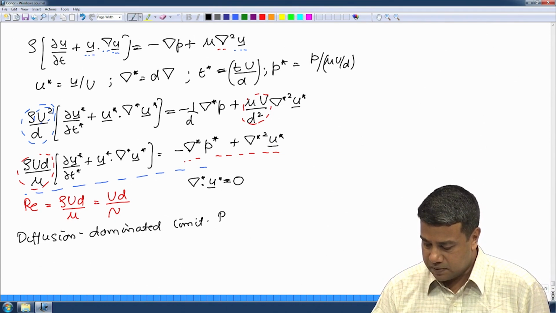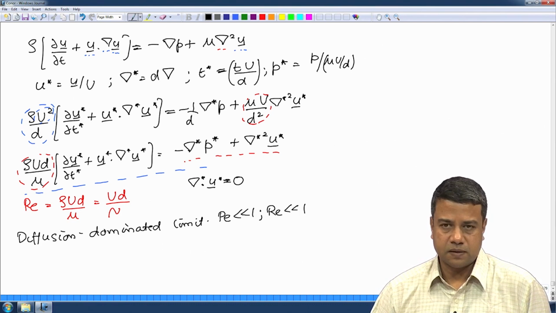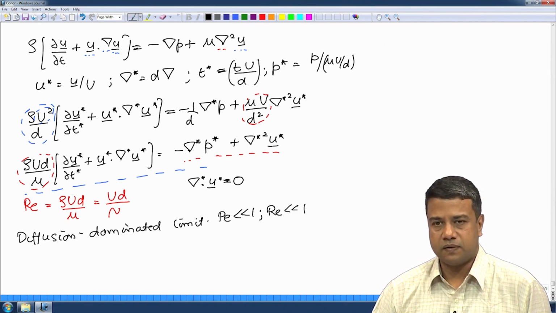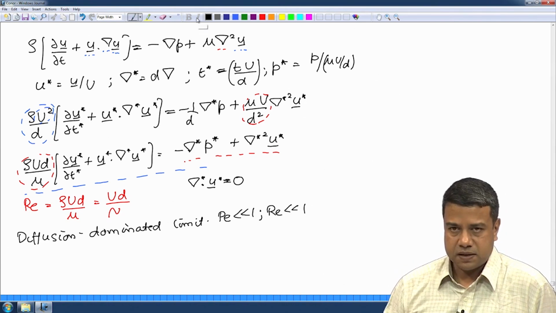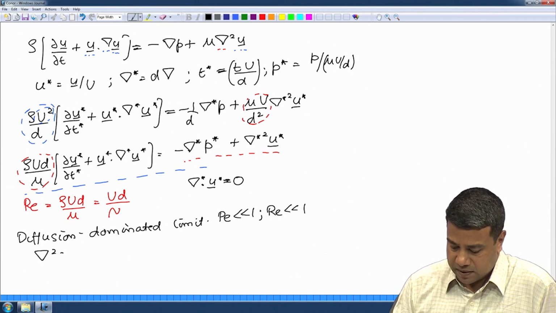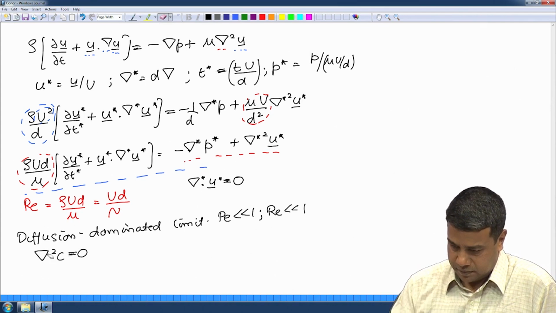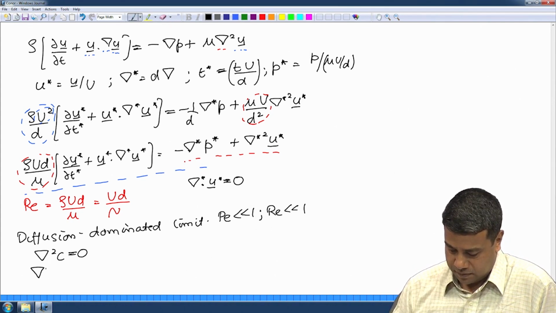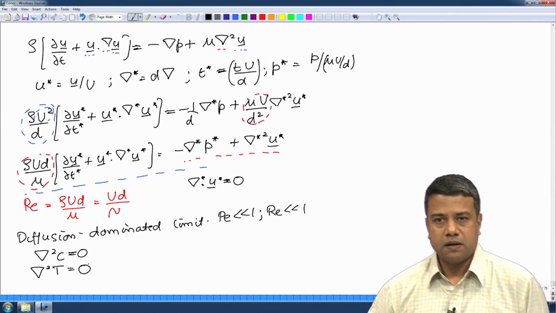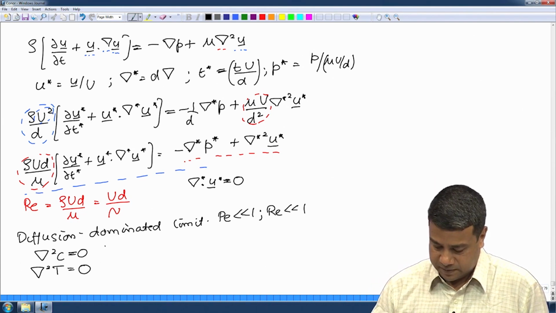This happens when the Peclet number is much smaller than 1, or when the Reynolds number is much smaller than 1. In that case, diffusion is dominant, convection is negligible compared to diffusion. And in that case, the conservation equations for concentration or temperature reduce to del square C is equal to 0 or del square T is equal to 0. So, both the concentration and the temperature field in this case have to be solutions of the Laplace equation.